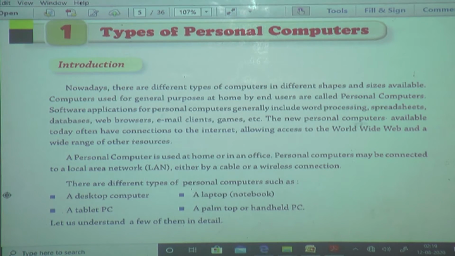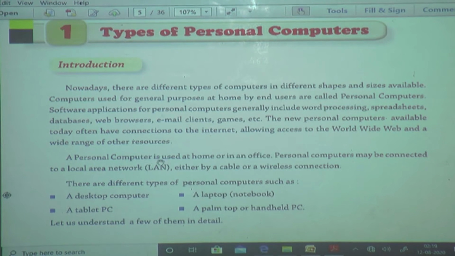The new personal computers available today often have a connection to the internet, allowing access to the World Wide Web and a wide range of other resources. If you connect an internet connection to our personal computer, then you can see anything by accessing the World Wide Web and a wide range of other resources also.